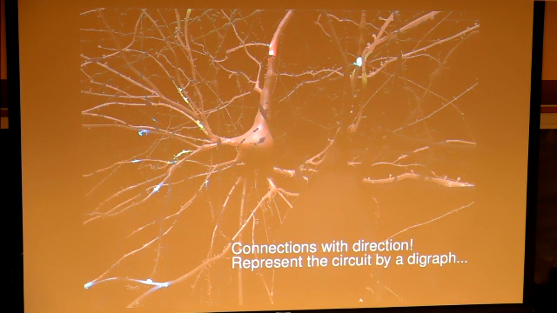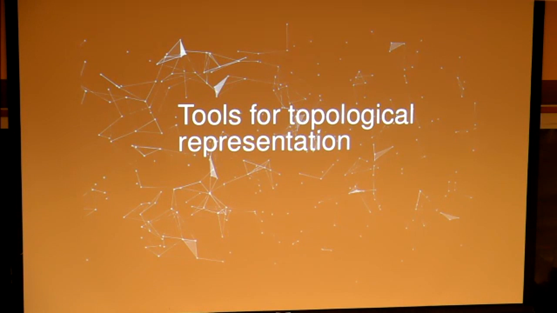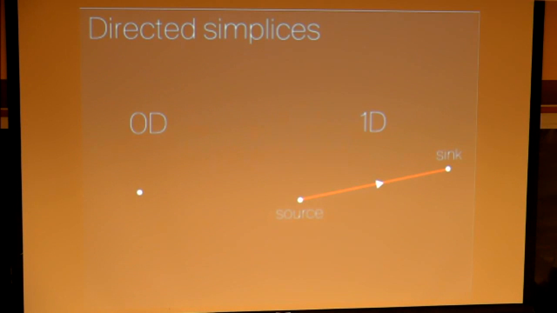So what are the tools we're going to use for this kind of topological representation? The idea is we want to end up with some sort of representation like this of that beautifully complex picture of neurons and their connections that we were looking at. So we're going to look at what are called directed simplices, or they're also called directed cliques. So we're looking for specific, what neuroscientists call motifs, within this directed network of neurons and their connections. So we want to pick out specific interesting subgraphs of this graph.